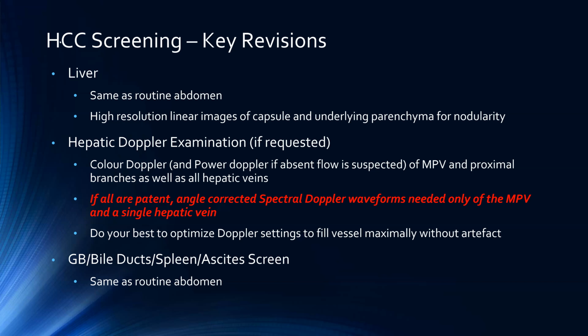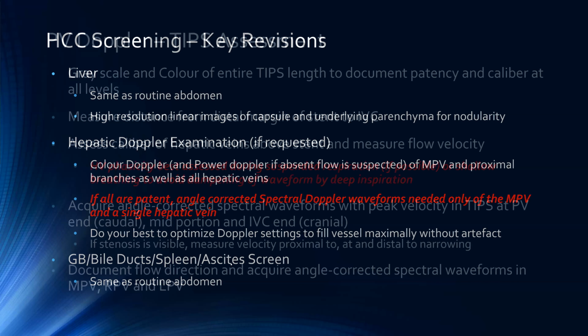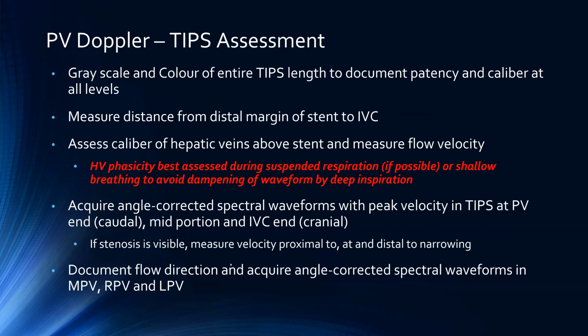So for the remainder of the HCC screening exam, really gallbladder, bile duct, spleen, and ascites is the same as the routine abdomen, same as what we're doing routinely already. Really not much to add there.